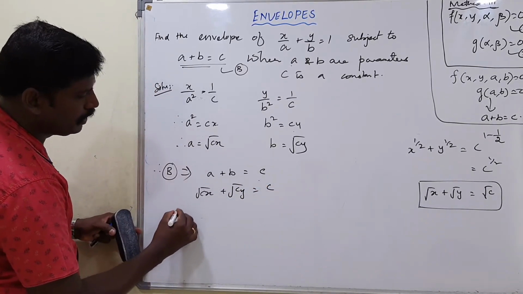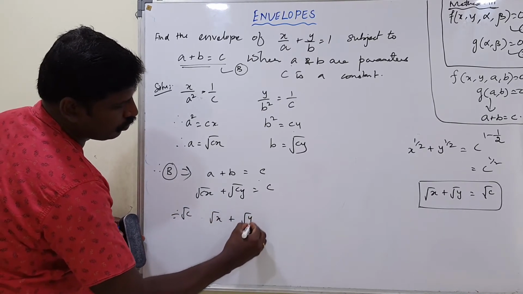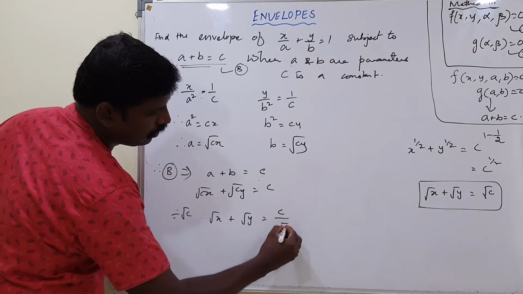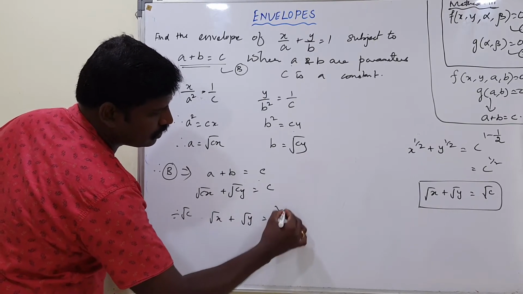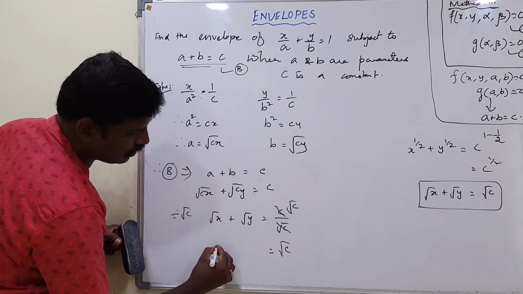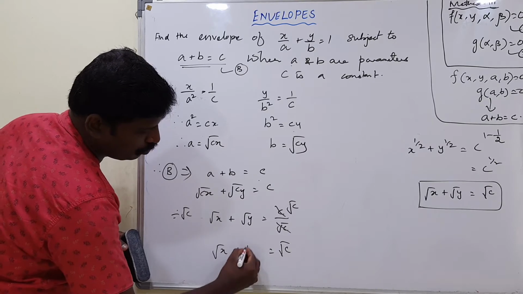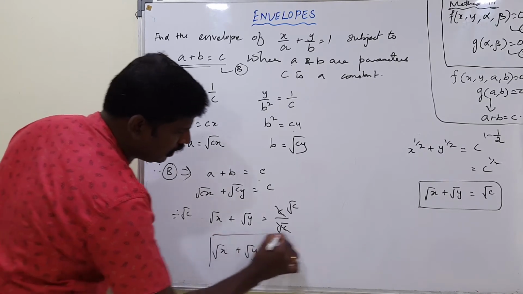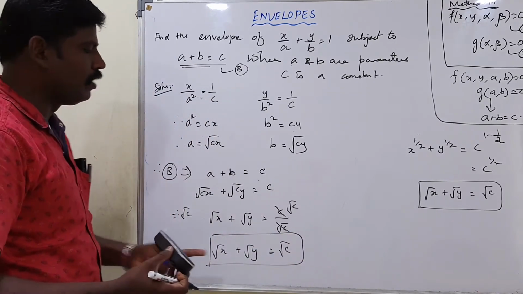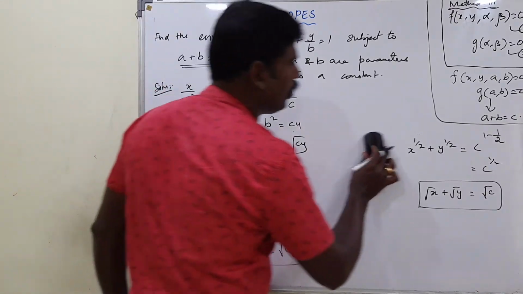Divided by root c, you can get root x plus root y equal to c by root c. So root c cancels with c, remaining root c. So directly you can get root c. So root x plus root y equal to root c is the envelope of the given curve. So you may follow any one of the methods, by taking 1 by 2 or root x.